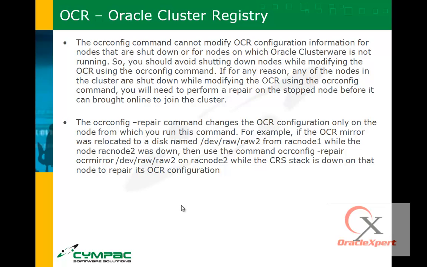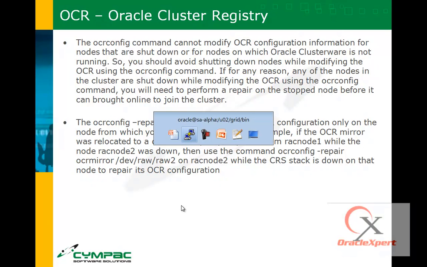The ocrconfig command cannot modify the OCR configuration information for nodes that are shut down or for nodes on which the Oracle Clusterware itself is not running. So you should avoid shutting down the nodes while modifying the OCR using the ocrconfig command. If for any reason any of the nodes in the cluster were down while you were modifying the OCR using that command, you will need to perform a repair on the stopped node before you can bring it online so that it can successfully join the cluster.